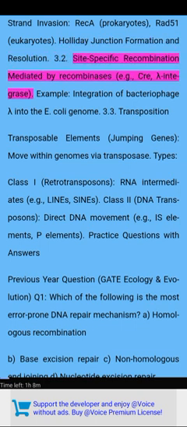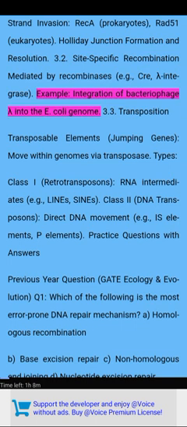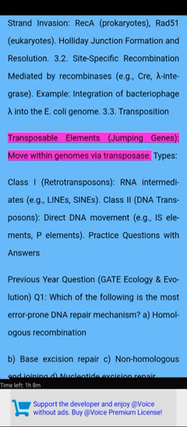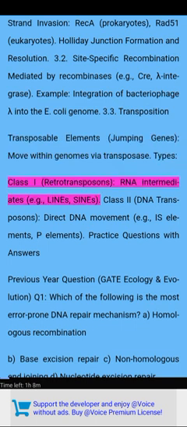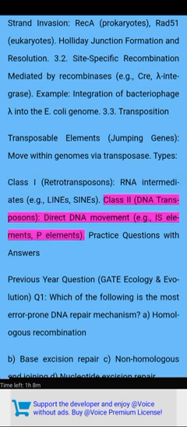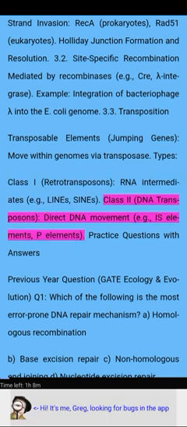3.2. Site-specific recombination, mediated by recombinases, e.g., Cre and lambda integrase. Example: integration of bacteriophage lambda into the E. coli genome. 3.3. Transposition. Transposable elements, or jumping genes, move within genomes via transposase. Types: Class 1 retrotransposons, with RNA intermediates, e.g., LINEs and SINEs. Class 2 DNA transposons, with direct DNA movement, e.g., IS elements and P elements.